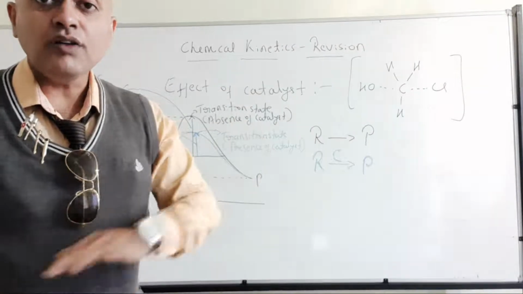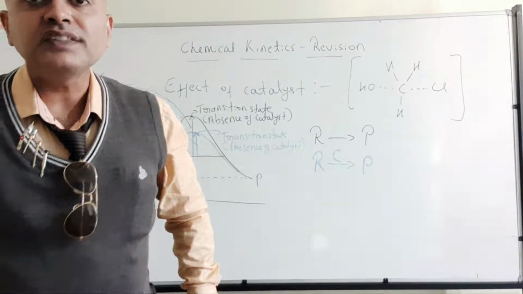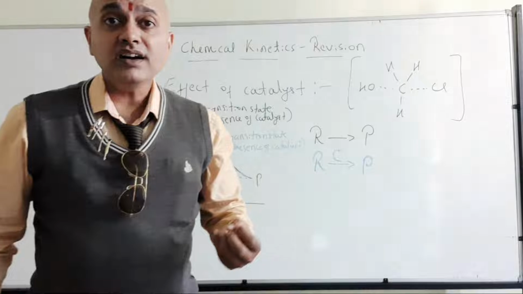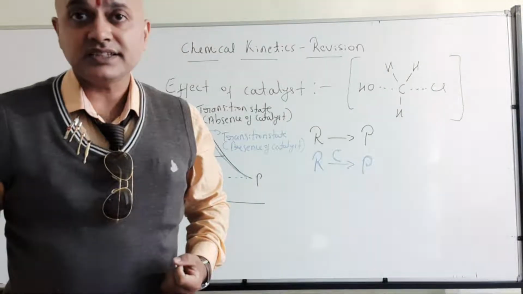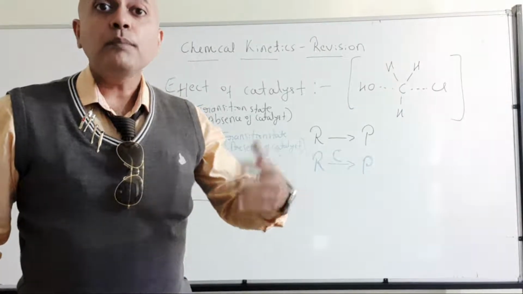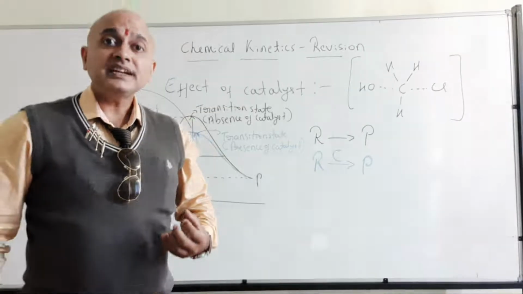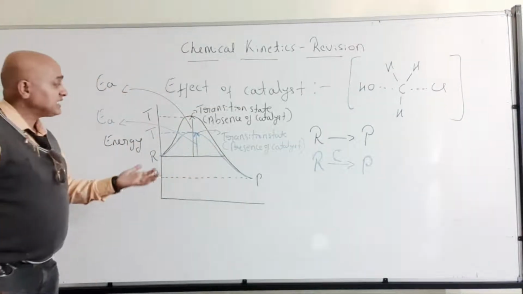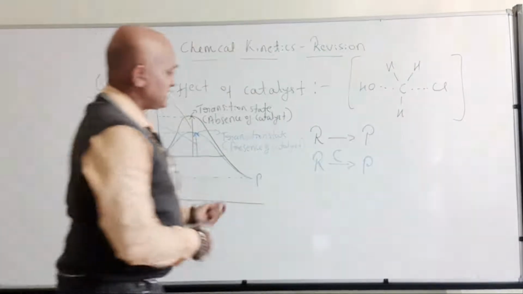Okay, and that's how a reaction will be a bit faster in the presence of the catalyst, because the activation energy value is getting decreased. The transition state will be formed fast, so therefore the product will be formed fast. Got my point? That is the effect of the catalyst on the activation energy.